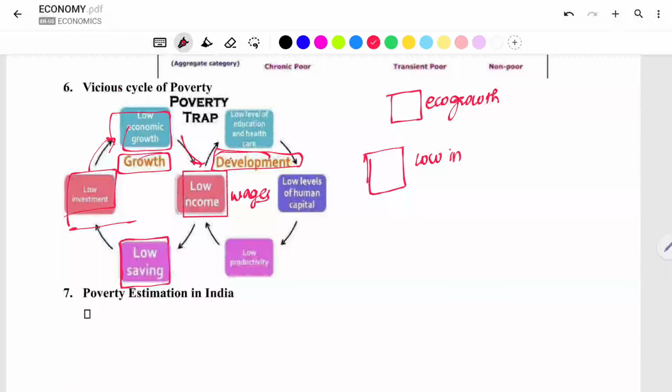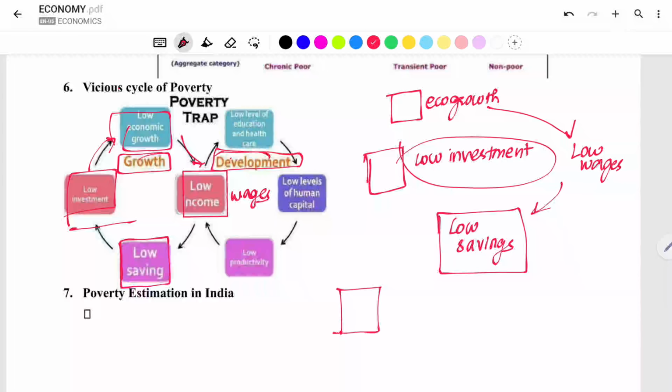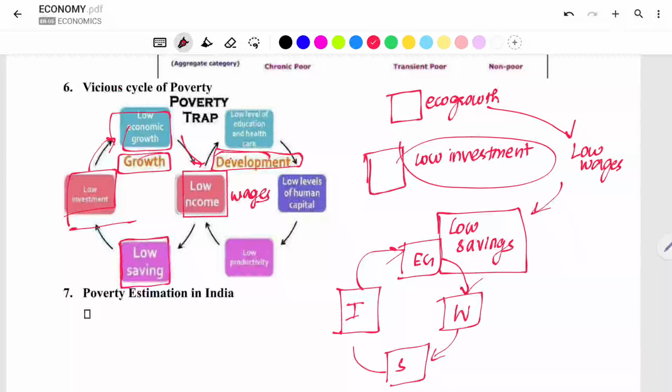Low investment. And investment means a company, right? They give low wages to the workers. Low wages or low income. And they themselves save low. Right? This is what we have as a cycle. It begins with low investment and low economic growth, right? Low wages and low savings.